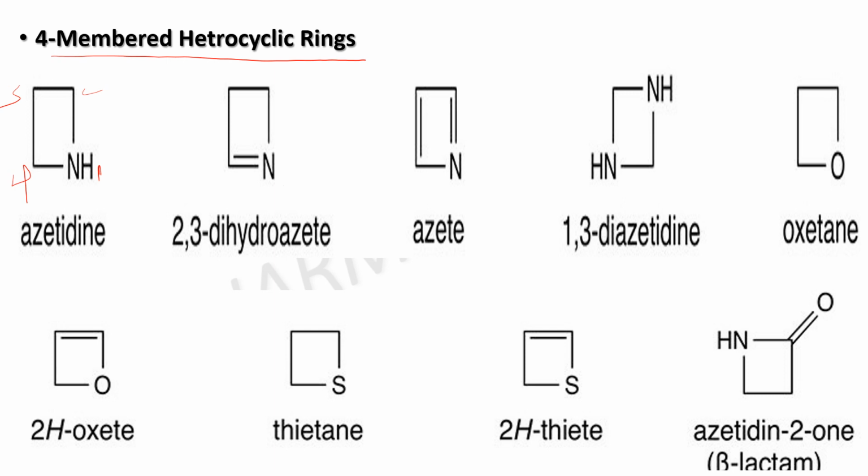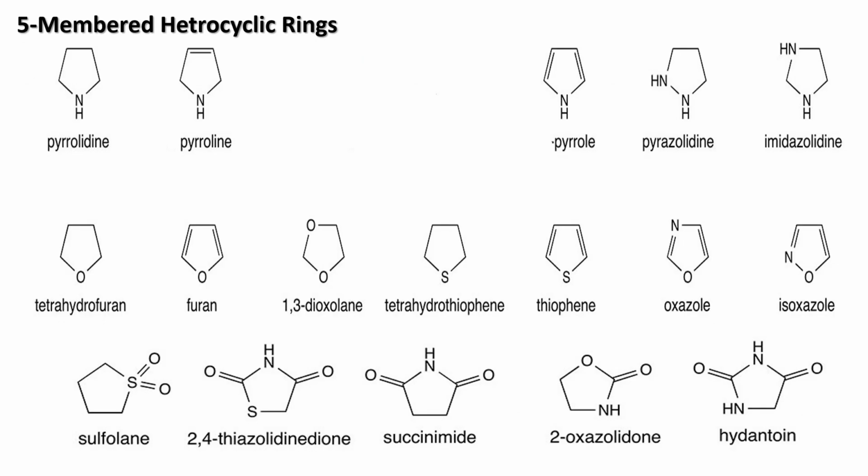Dihydroazete. This is dihydroazete. Oxetane. 1,3-diazetidine. Oxetane. By using the name itself, you can write the heterocyclic ring. Oxetane, thietane, azetidin-2-one. Beta lactam. This is the beta lactam ring. Very important. This is this ring.